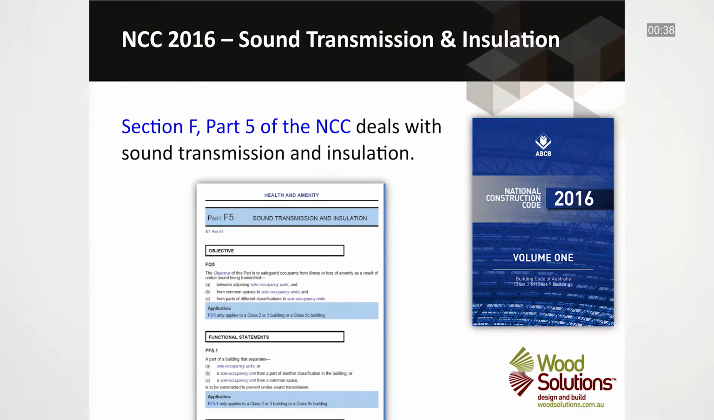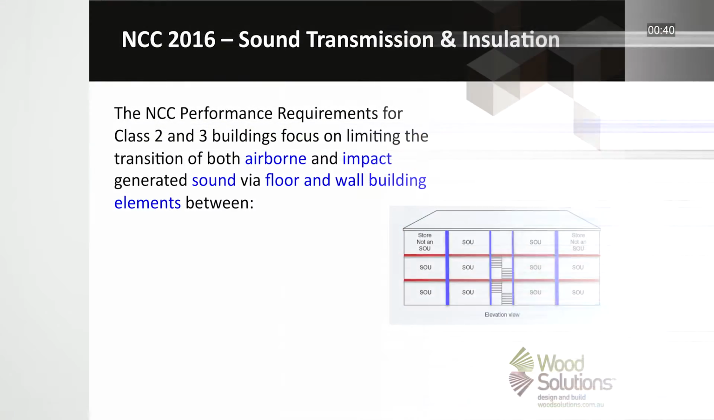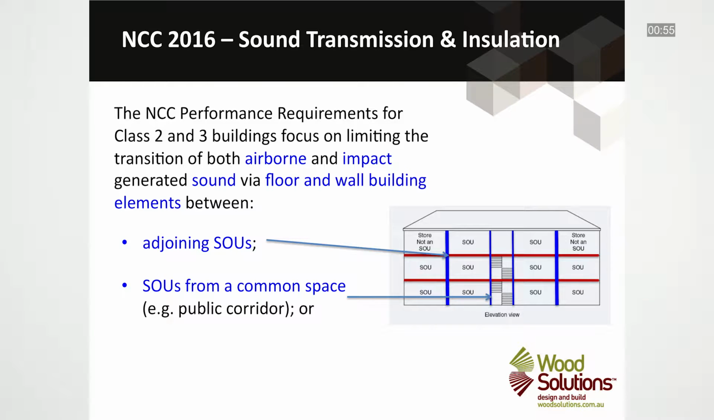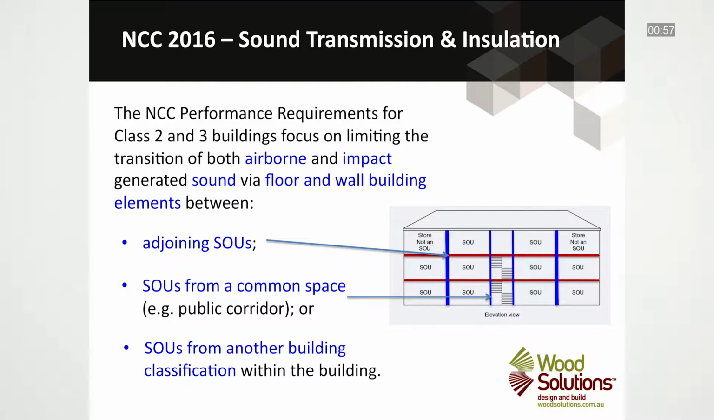Section F, Part 5 of the NCC deals with sound transmission and insulation. The NCC performance requirements for Class 2 and 3 buildings focus on limiting the transition of both airborne and impact-generated sound through the floor and wall building elements between adjoining sole occupancy units, or SOUs, from a common space such as a public corridor, for example, or SOUs from another building classification within the building.